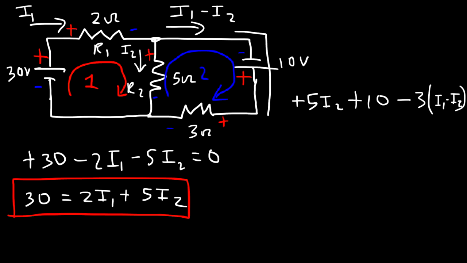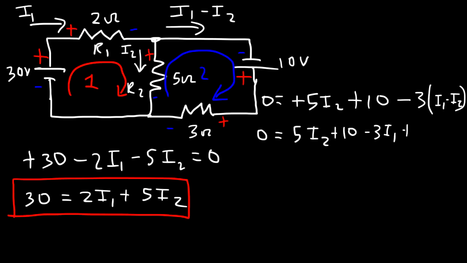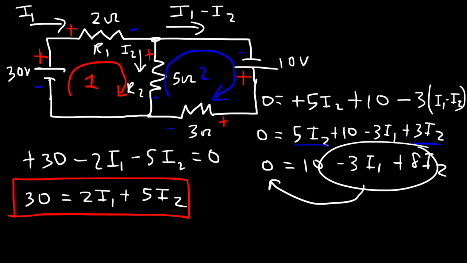So because we have a single branch, the current that flows in this branch equals the current that flows through this resistor. And that's I1 minus I2, which would have been I3. Now all of this is equal to 0, so keep that in mind. Now let's distribute the negative 3. So 0 is equal to 5I2 plus 10 minus 3I1 plus 3I2. And so let's go ahead and combine like terms. So we have 0 is equal to 10 minus 3I1, and 5 plus 3 is 8, so that's going to be plus 8I2. Now I'm going to take these two and move them to the other side.